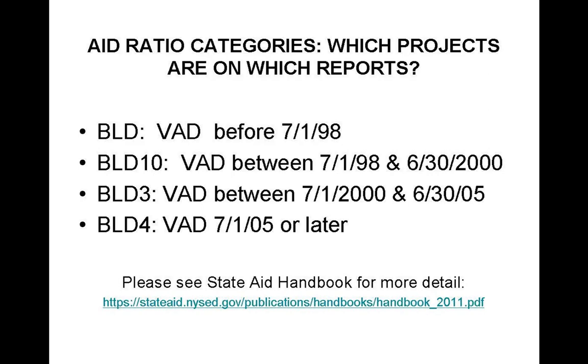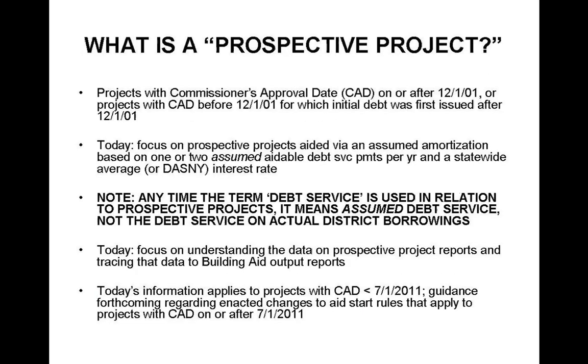Again, we're going to be talking only about prospective projects. Those are projects with Commissioner's approval date on or after December 1, 2001, or projects with the Commissioner's approval date before that date, but for which initial debt was first issued after December 1, 2001. These projects are aided via what we call assumed amortization, based on 1 or 2 assumed aidable debt service payments per year, and a statewide average, or in some cases, a dormitory authority interest rate if you've done your funding through DASNY.